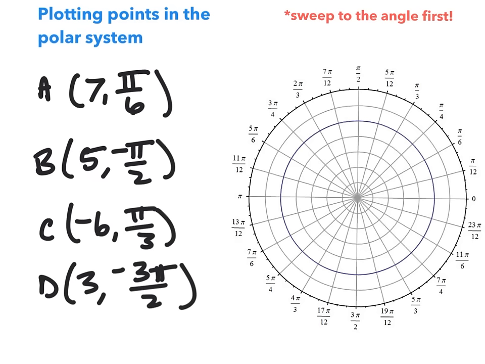Alright, so we're going to plot these points A, B, C, and D, remembering that each of the points is written as r and theta. And we're always going to sweep to the angle first. Here we have a positive 7, positive pi over 6. So I'm going to start by going to the angle of pi over 6. That's along this line. And then from the origin, I'm going to count out 7 in the positive direction. And that just means count the number of rings. So we're going to count out 7 rings to this point right here.